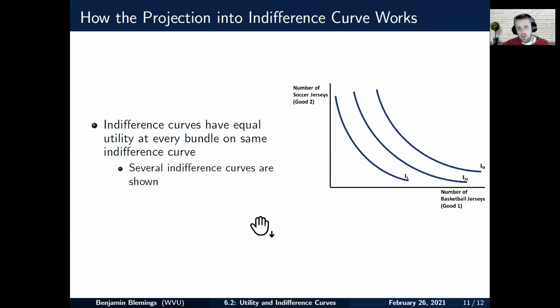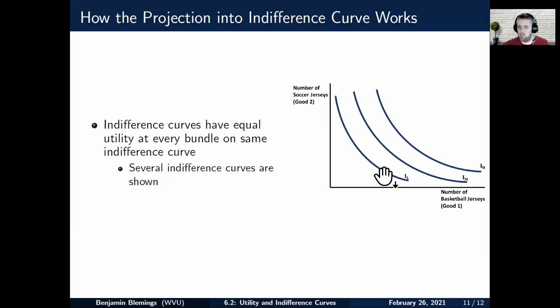Okay, so last class I introduced indifference curves, and we know that all these indifference curves have equal utility at every bundle on the same indifference curve. And so if you have a lot of soccer jerseys and few basketball jerseys, or a lot of basketball jerseys and few soccer jerseys along this indifference curve IL, then the amount of utility you get at any combination of consuming these two goods is exactly the same.